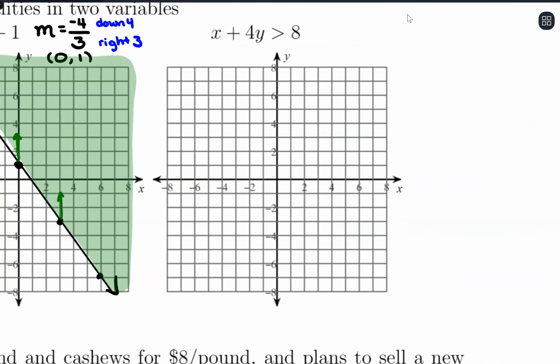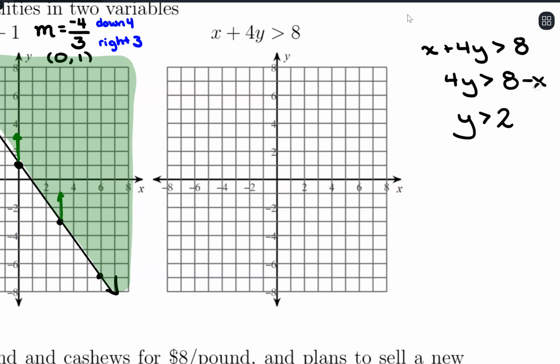Okay, what if we're given this: x plus 4y is more than 8? And it's not in slope-intercept form, then what we need to do is solve for y. So I'm going to subtract x from both sides. So that'll be 8 minus x. Divide both sides by 4, so y is more than, so 8 divided by 4 is 2. And then this negative x divided by 4, I'm going to write that as negative 1/4 x. So then I can see my slope of negative 1/4, and we can see our y-intercept of positive 2.